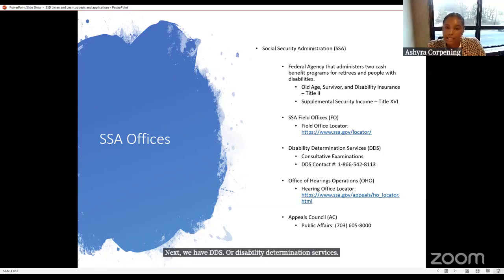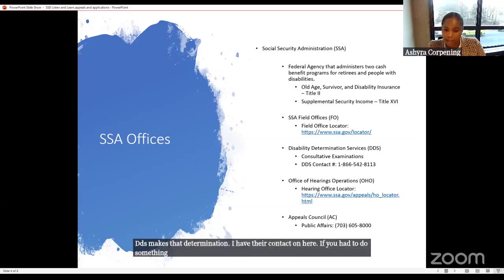This is where your case gets sent for workup after you apply. And so they determine whether you meet that definition of disability that we talked about earlier. DDS makes that determination. I have their contact on here. If you had to do something called a consultative examination, it would also be through DDS, which is basically meeting with a Social Security doctor. All that would be through DDS.